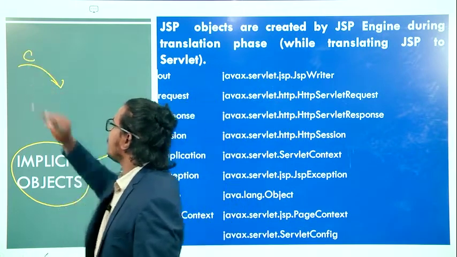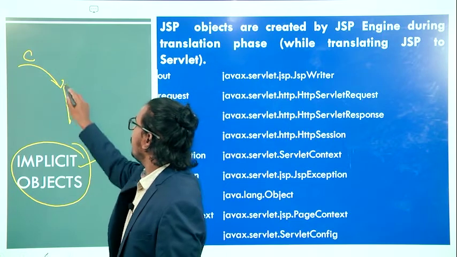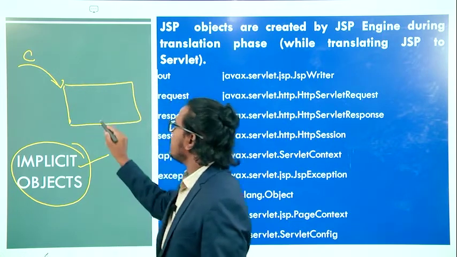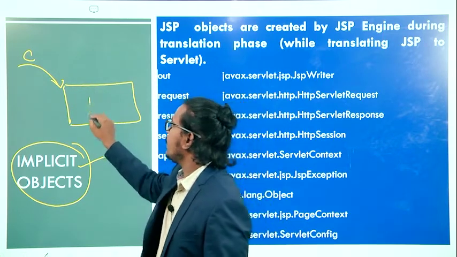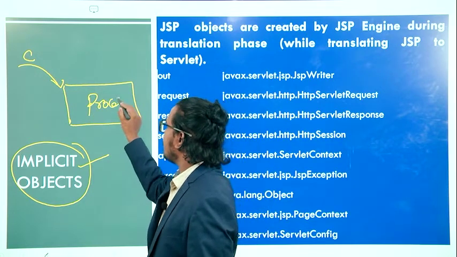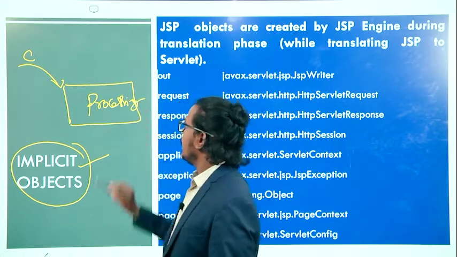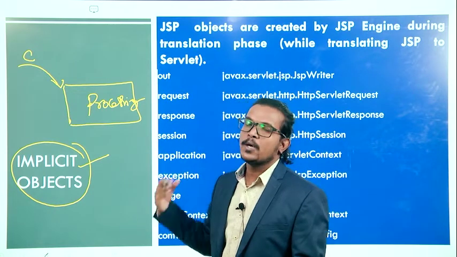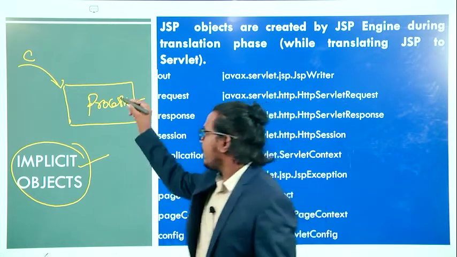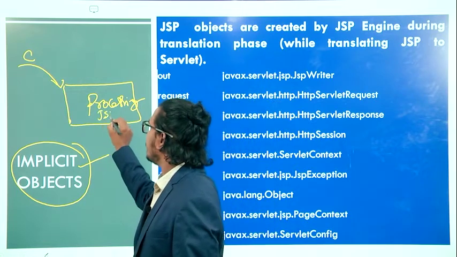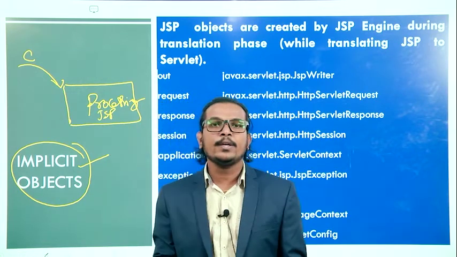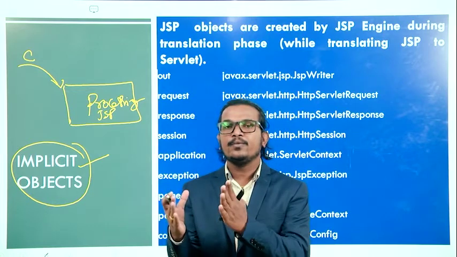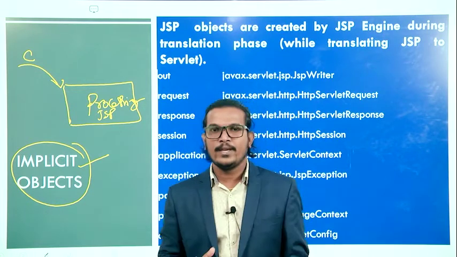We are getting the request from the client machine, and your server machine is available. The server machine will take in that particular request and process it. Clear? Here we are talking about the JSP lifecycle, the JSP translation phase and the JSP processing phase.